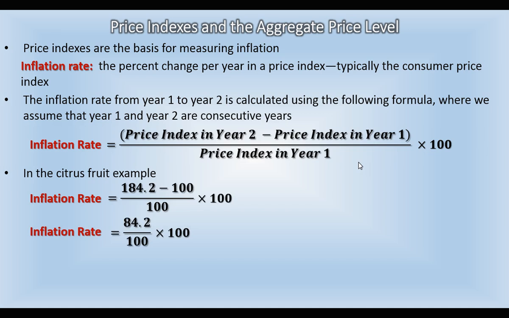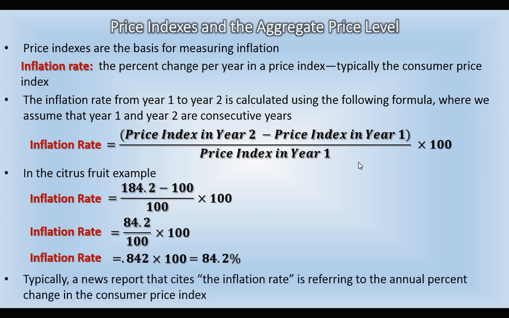So that's 84.2 over 100 times 100. So 0.842 times 100, so 84.2%. So we had 82.4% inflation between year 1 and year 2 as a result of the frost. So this is how we measure inflation. This is a simple example of the more complicated way that we measure inflation in the overall economy by choosing a basket of goods and then doing these exact calculations.